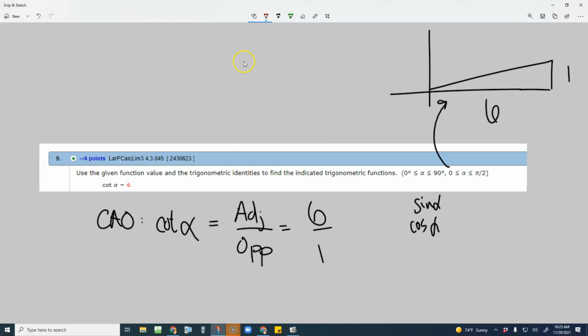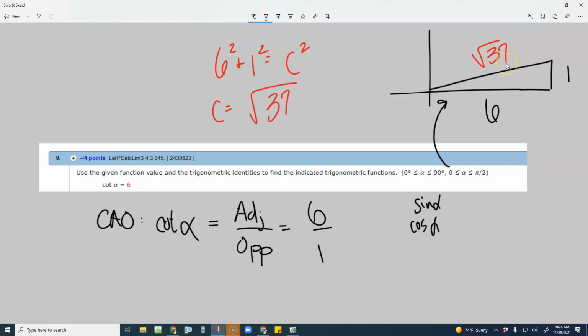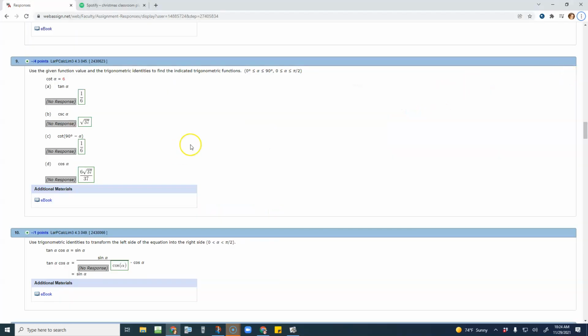I don't know the hypotenuse. Pythagorean theorem. We can find the hypotenuse because 6 squared plus 1 squared is equal to 37, which is equal to c squared, and so therefore I just need to square root both sides. So now do I have my full triangle? Yeah, I do. And it's in the first quadrant, which means everybody is always positive. So what am I going to do to fill in stuff? I'm going to take my little SOHCAHTOA, and I'm going to fill it all in.